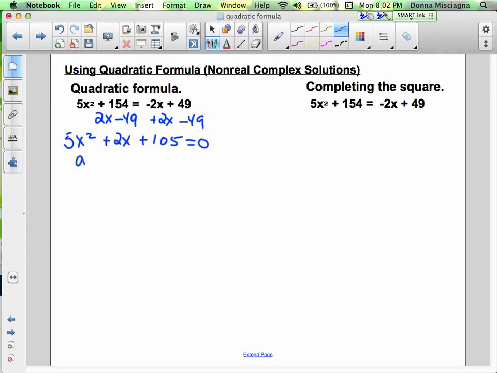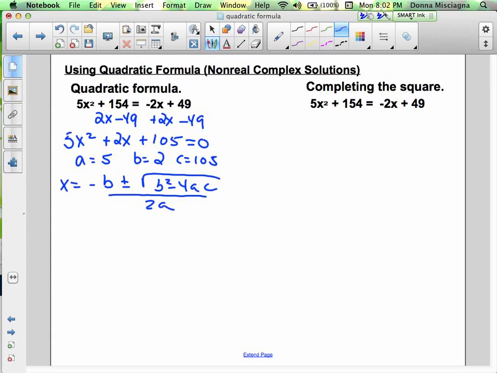All right, so our A is 5, our B is 2, our C is 105. So we have x is equal to negative b plus or minus the square root of b squared minus 4ac, all divided by 2a. X is equal to negative 2 plus or minus the square root of 2 squared minus 4 times 5 times 105, and divided by 2 times 5.